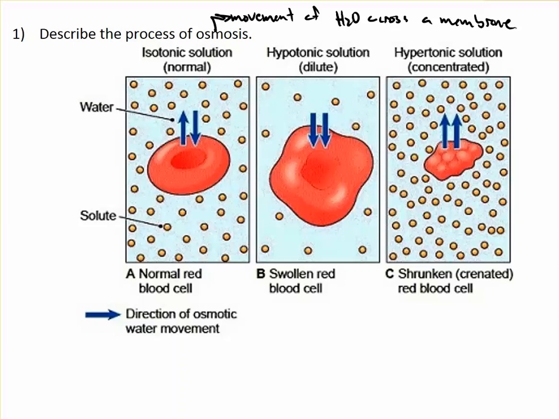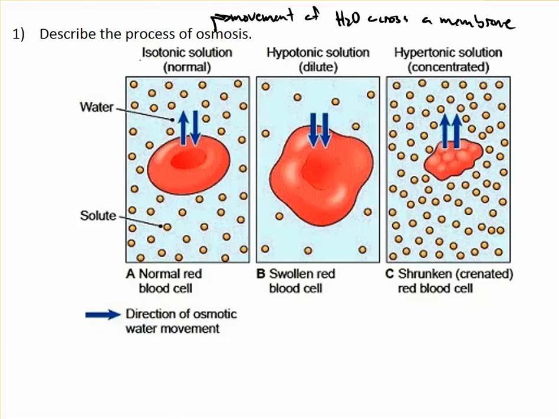Solutions will always try to come to be equal in concentration, and sometimes that can be accomplished by moving particles back and forth. That's a process called diffusion. However, if there's a membrane in the way, those particles are stuck on one side or the other, and water needs to move instead. So we can consider three different situations.